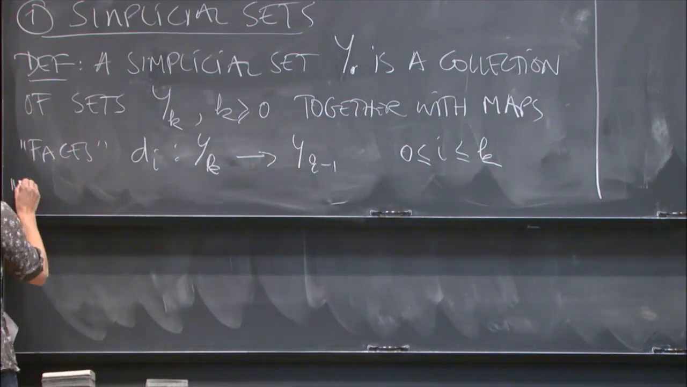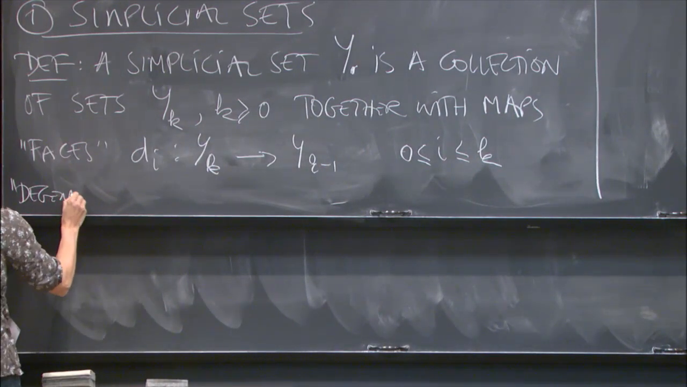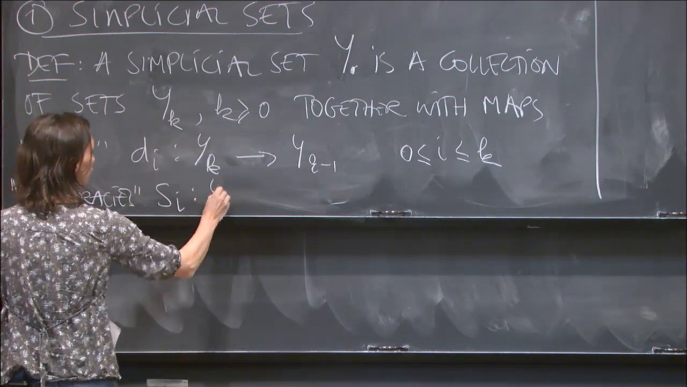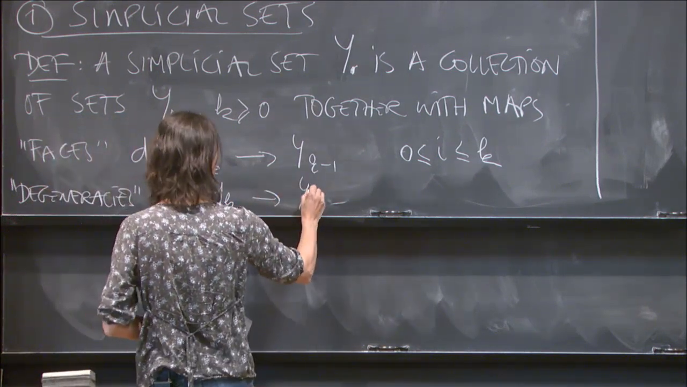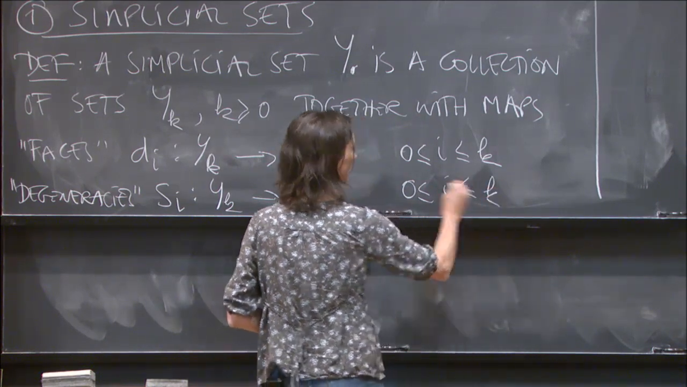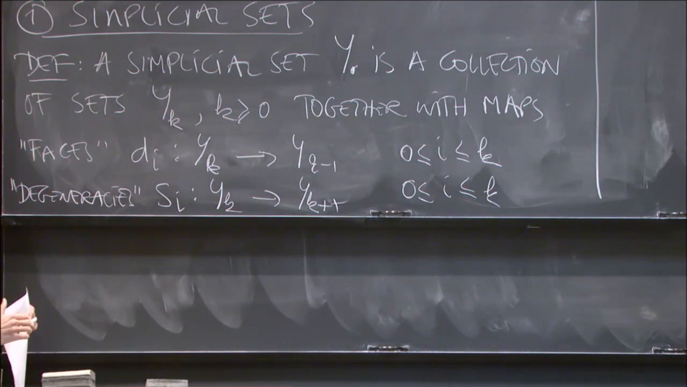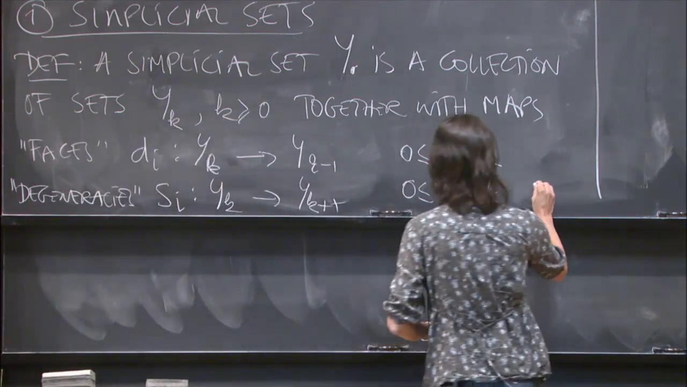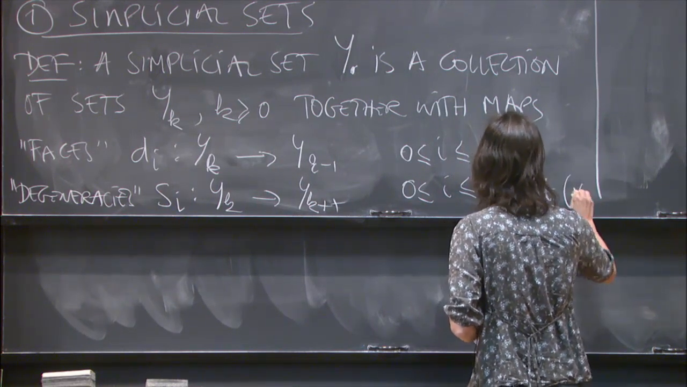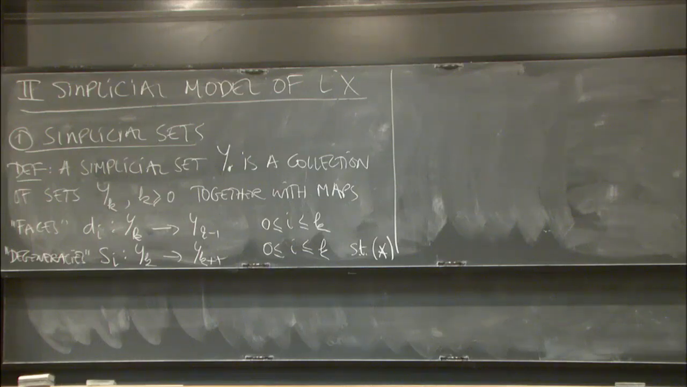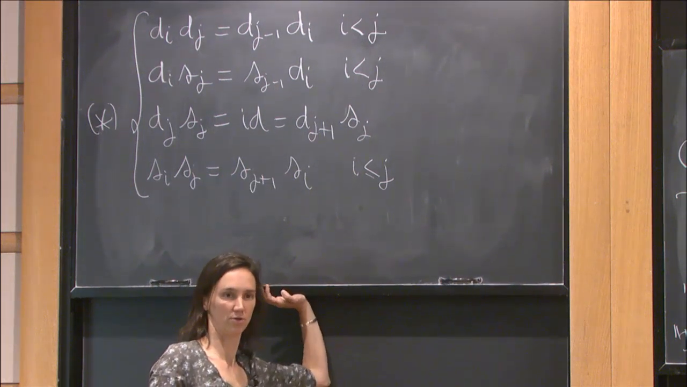And there are the so-called degeneracies, which are called s_i from Y_k to Y_{k+1}, so it goes up, for i between 0 and k, like the other ones. k+1 of each for every k. And they satisfy the so-called simplicial identities, which I wrote up ahead of time.